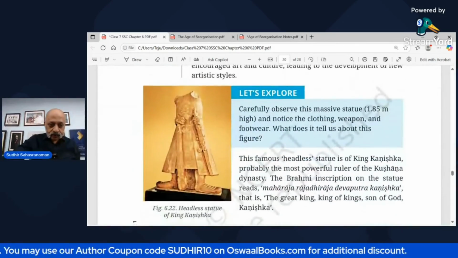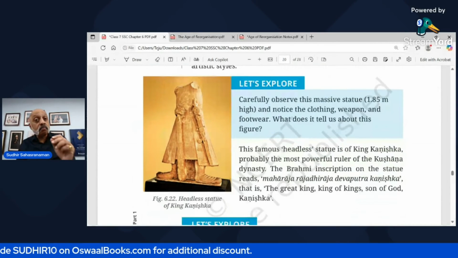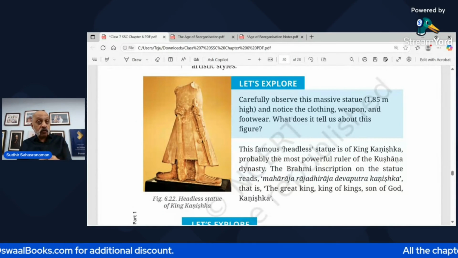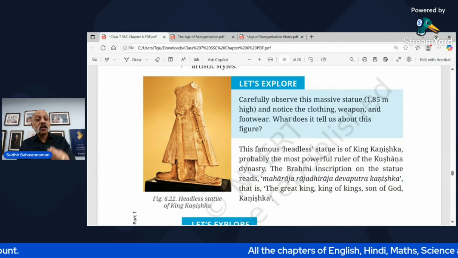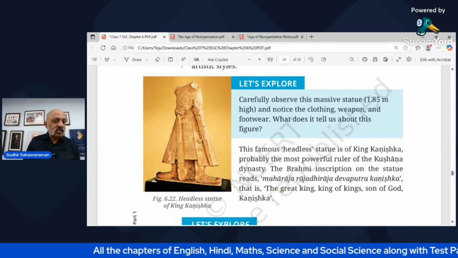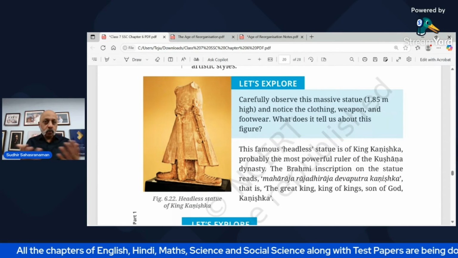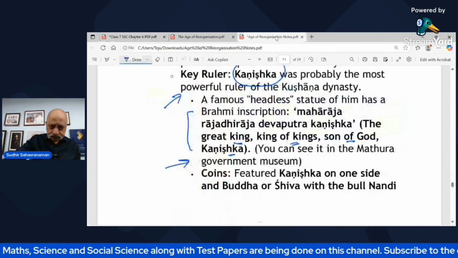And this one is the headless statue of King Kanishka that is there in the Mathura Government Museum. So if any one of you is from Mathura, which is in where? Uttar Pradesh, that's where you will be able to find this headless statue, which has obviously been broken. So this headless statue is kept there.